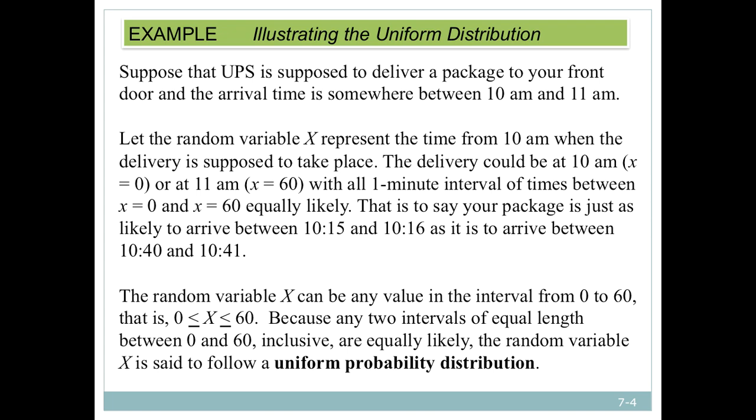And we're using 1-minute intervals of time between x equals 0 and x equals 60, and we're saying that they're all equally likely, meaning that we have basically the same chance of our package arriving between 10:15 and 10:16, between 10:40 and 10:41, between 10:50 and 10:51, and so on. So the random variable x can be any value in the interval from 0 to 60. So we can write it like this: 0 is less than or equal to x, which is less than or equal to 60, because any two intervals of equal length between 0 and 60 are equally likely. The random variable is said to follow a uniform probability distribution.